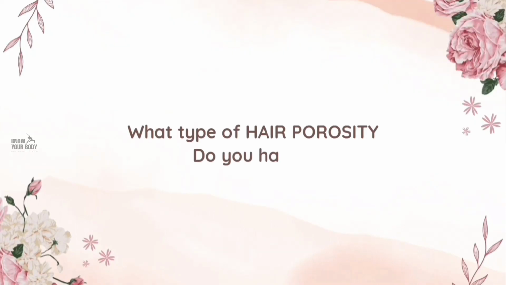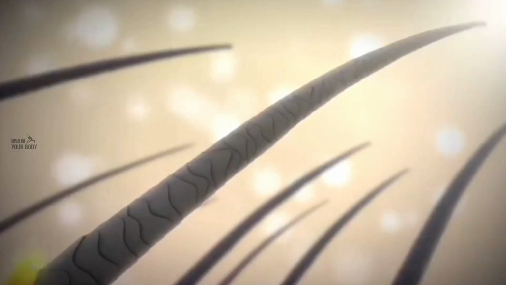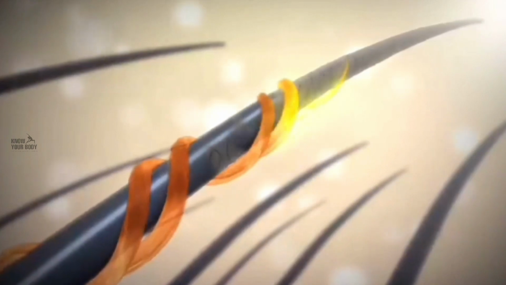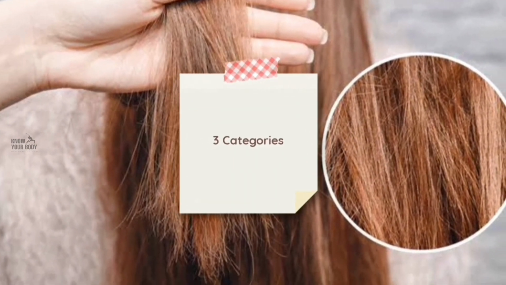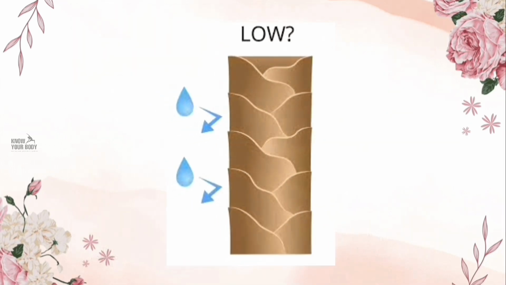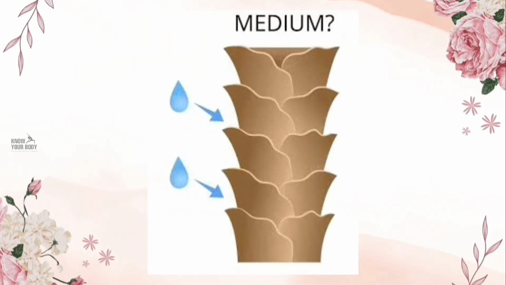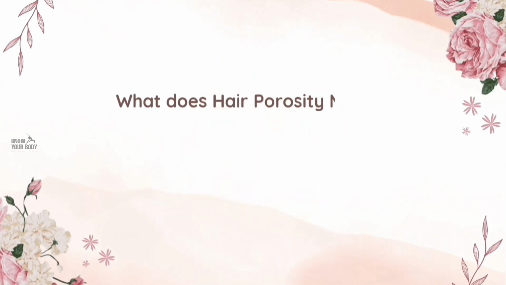What type of hair porosity do you have? Hair porosity is your hair's ability to absorb and retain moisture. This affects how well oils and moisture pass in and out of the outermost layer of your hair, known as the cuticle. Hair porosity is typically divided into three broad categories: low porosity, medium porosity, and high porosity. Low porosity: cuticles that are close together. Medium porosity: cuticles that are less tightly bound. High porosity: cuticles that are more widely spaced.